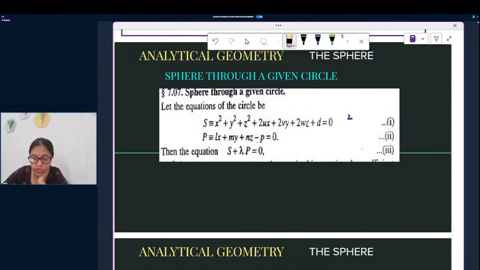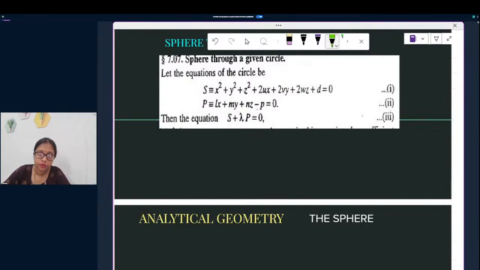I hope we are getting clear. It makes sense. This equation makes sense. So if it makes sense, then do this question.